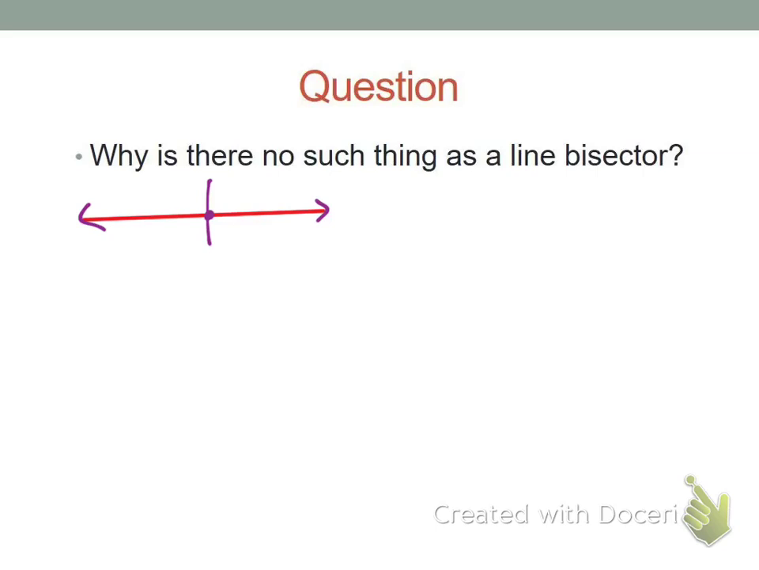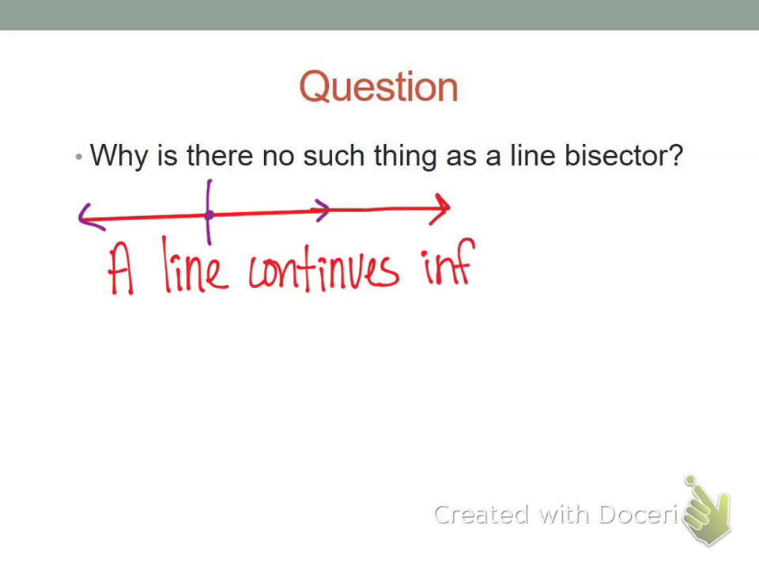But then I could come along and be like, well, a line goes on and on and on, so we could extend it out further. And now this point is no longer in the middle. Okay, so there is no such thing as a line bisector because a line continues on infinitely in both directions. So anytime you think you found the middle, we could extend it on further.